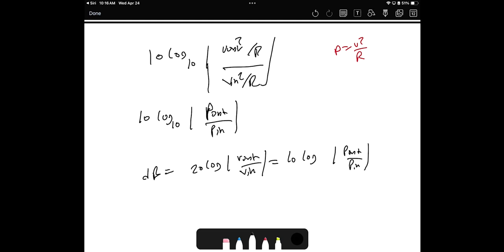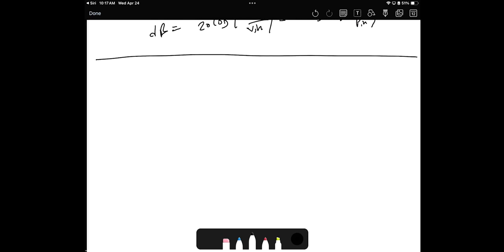Okay? So are you using the power or are you using the voltage? If you are using the power, 10 log. If you're using the voltage, 20 log. Okay? Now let's recall some properties for the logarithms.